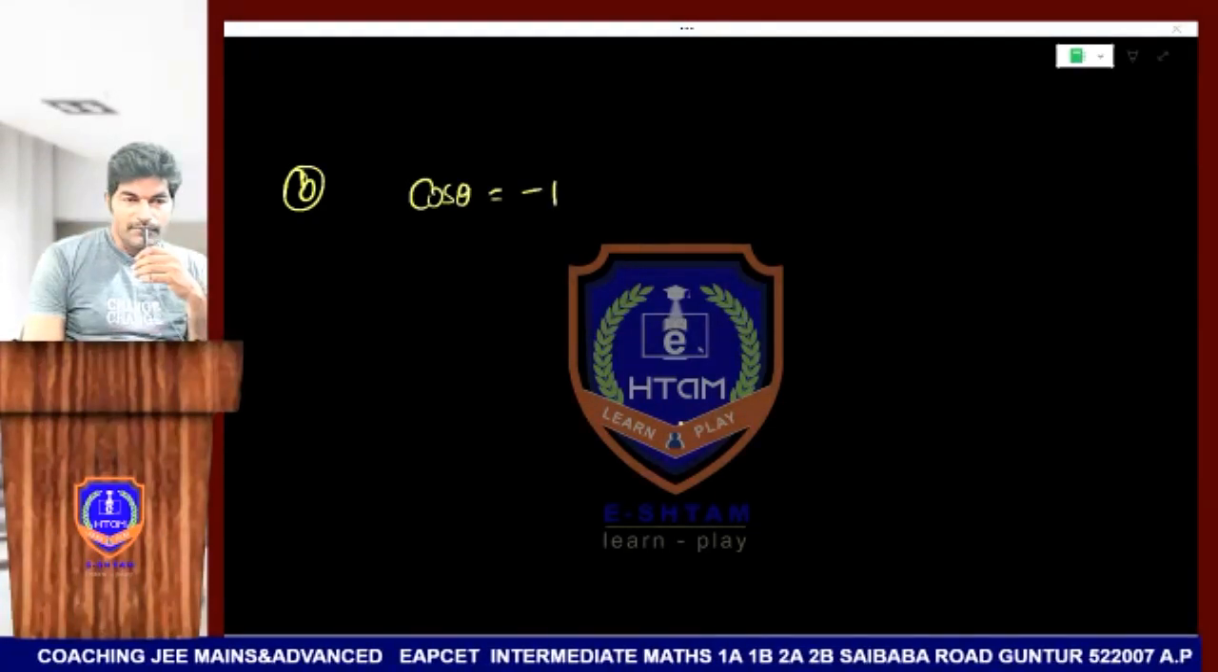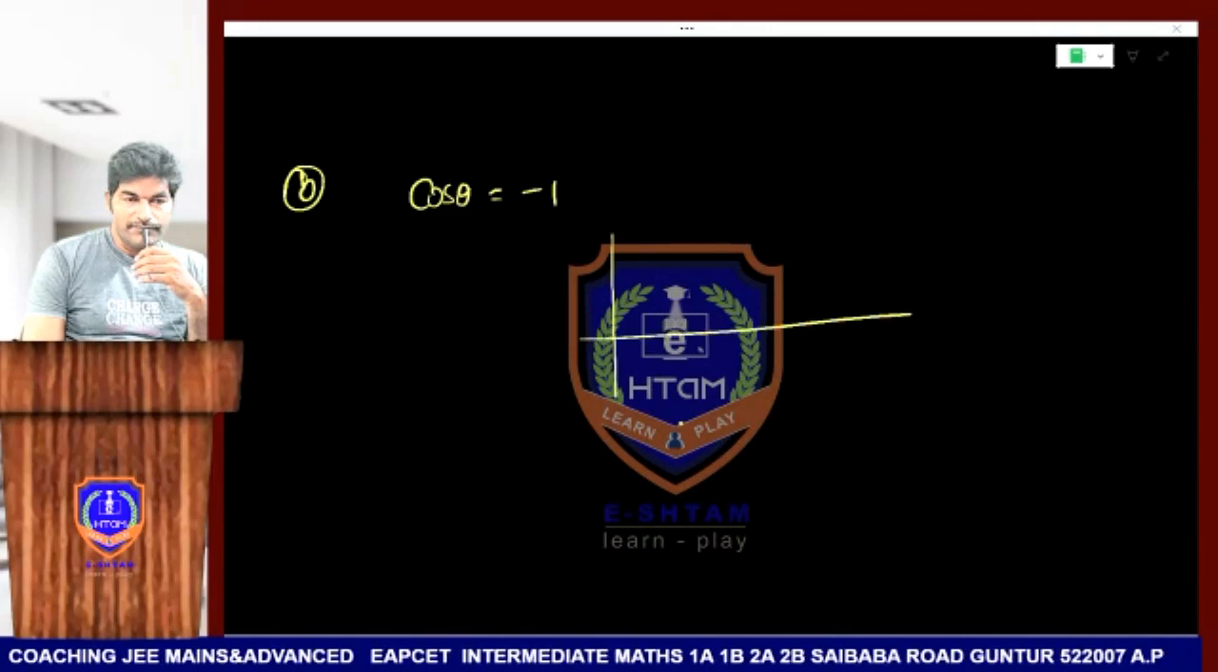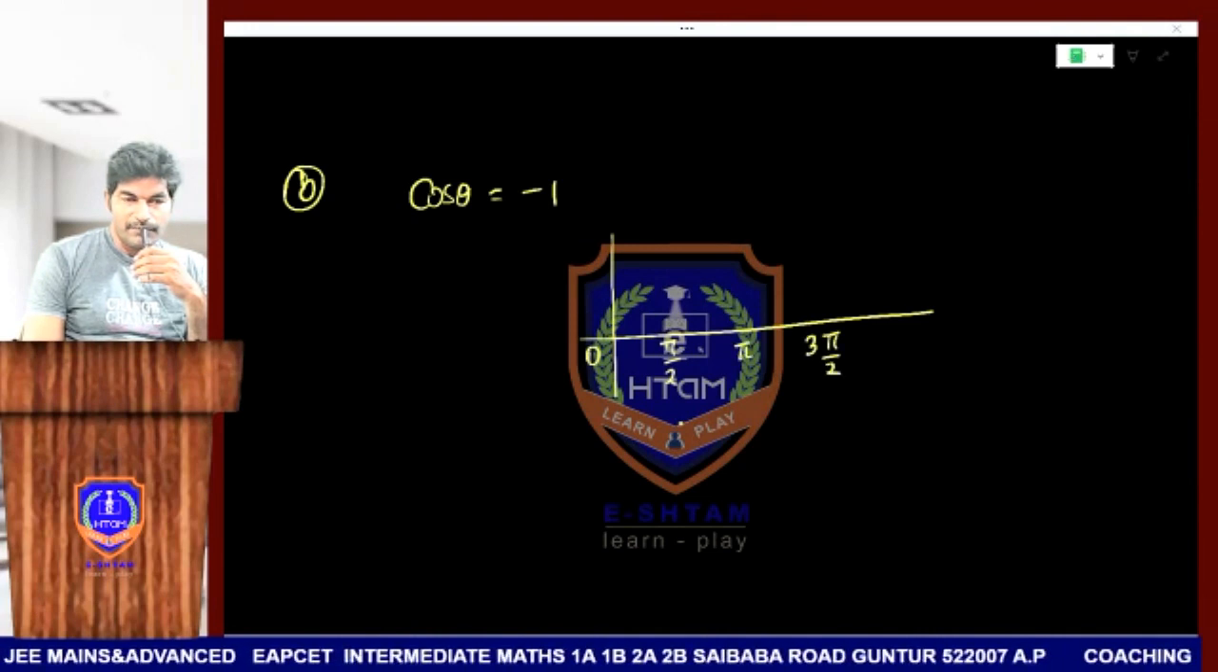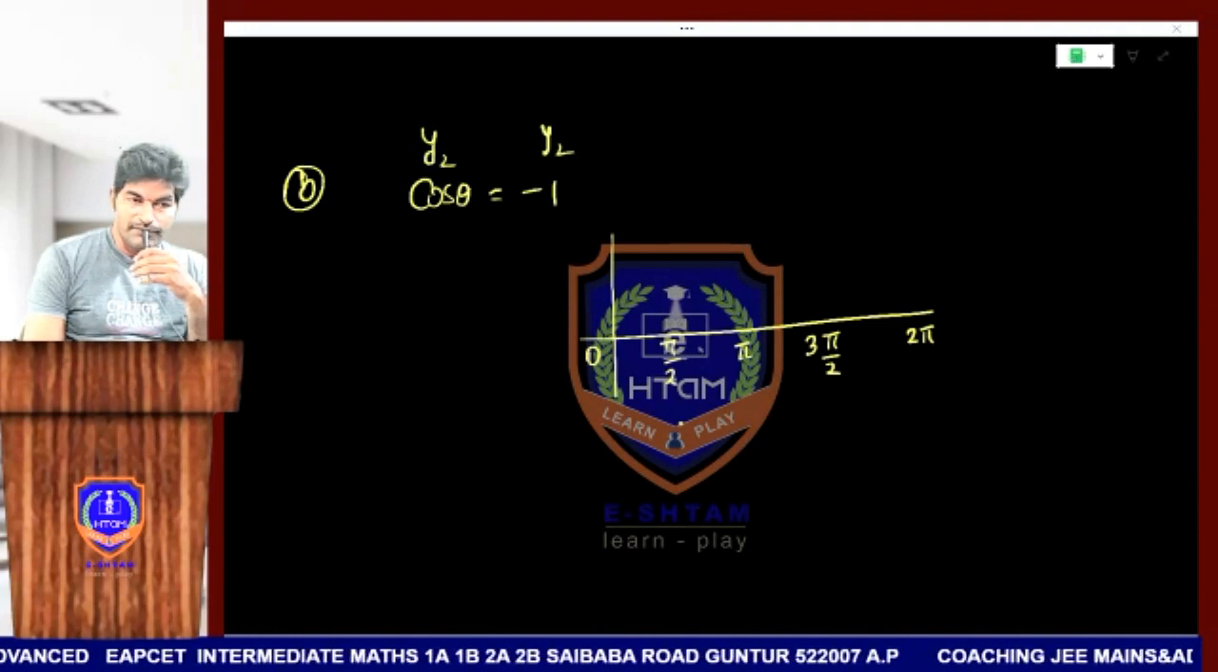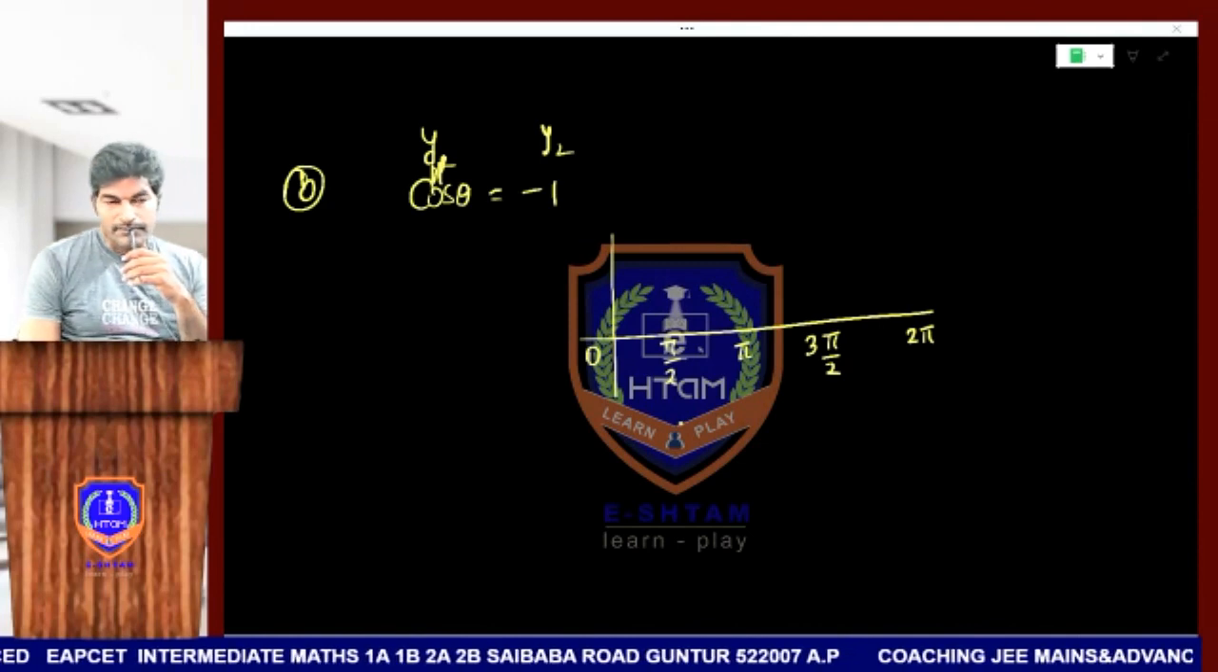Cos theta equal to -1, take the graph. Again, write down 0, pi by 2, pi, 3 pi by 2, and 2 pi. First we will draw the cos theta graph. Later, we will identify this as y1 and y2. This is y1, this is y2.